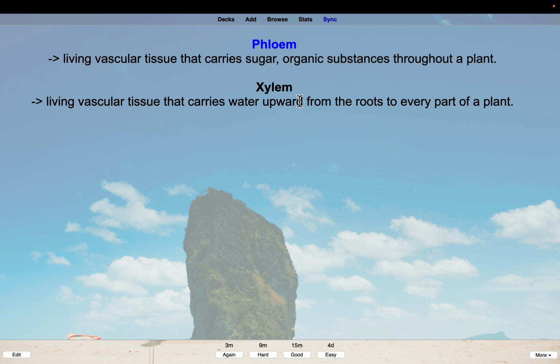So these two constitute a vascular system, which allows plants to grow larger than plants that wouldn't have these in their own system. In other words, non-vascular plants: hornworts, liverworts, and mosses.